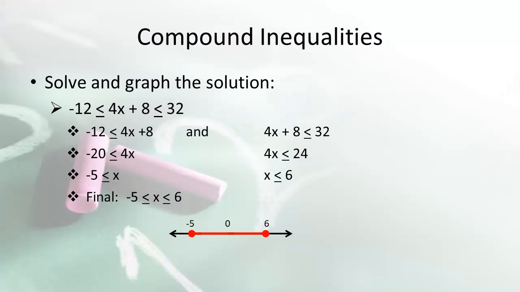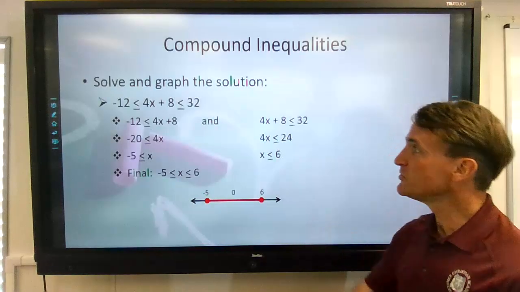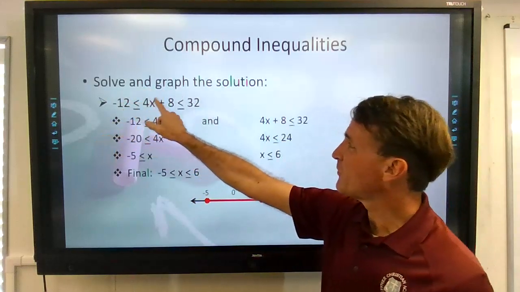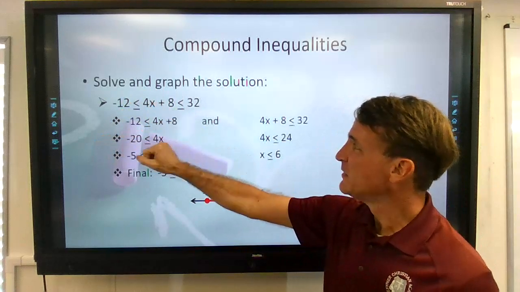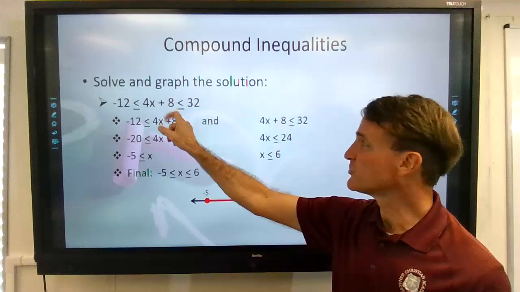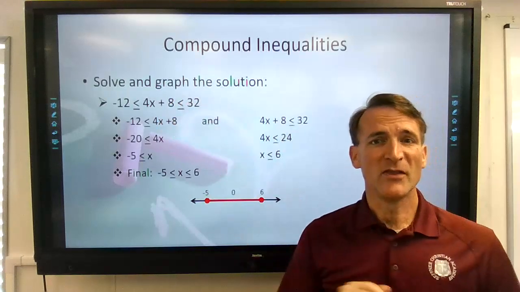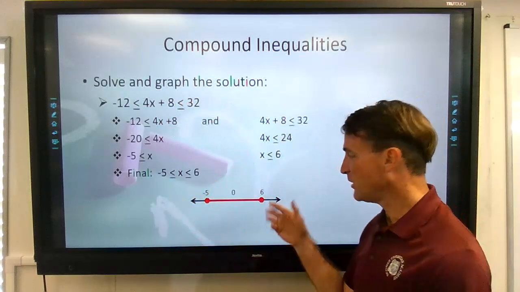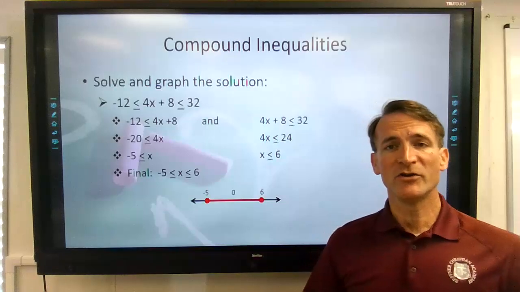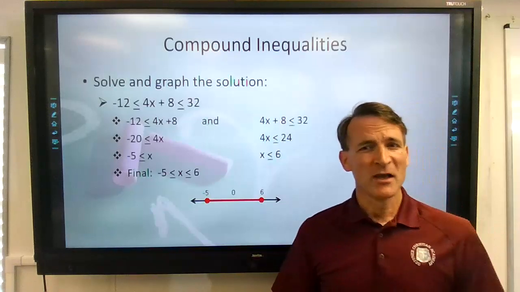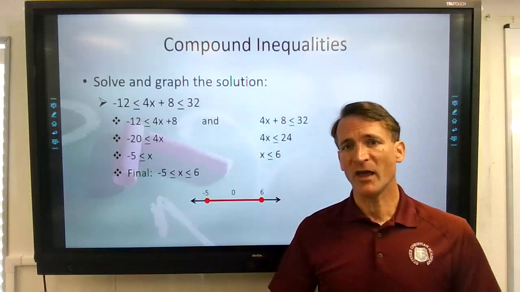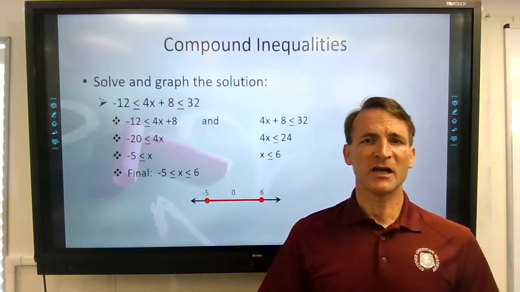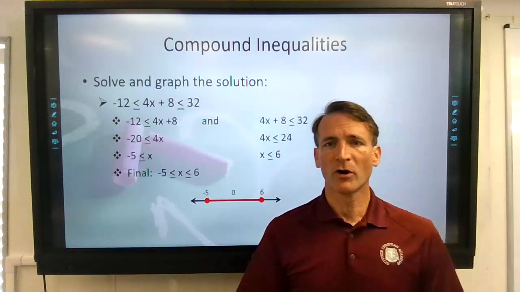I could double check by plugging in a value such as 0 into my original equation. Always use the original. We have negative 12. If I plug in a 0 here, that'd be just 8. So negative 12 is less than 8. That's true. And 8 is less than 32. That's true. I could also double check using values such as negative 10 and maybe a positive 7. They are going to work out. Those kind of checks, feel free to do those in your head as much as possible to save you some time. They are checks, so I'm not necessarily looking for your work on your checks.